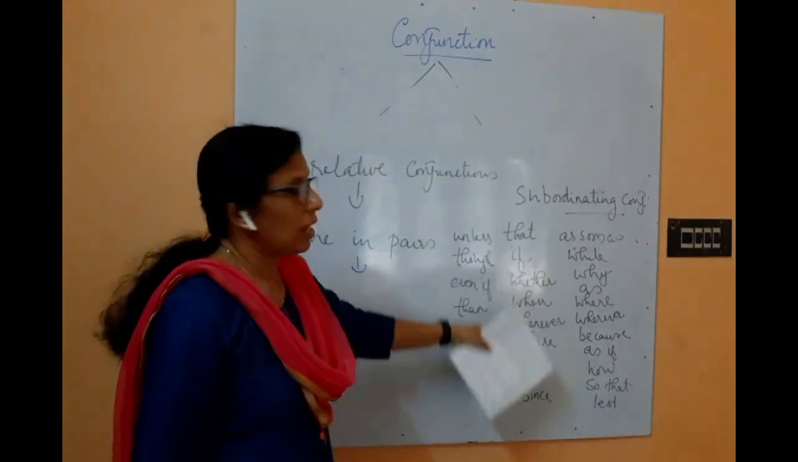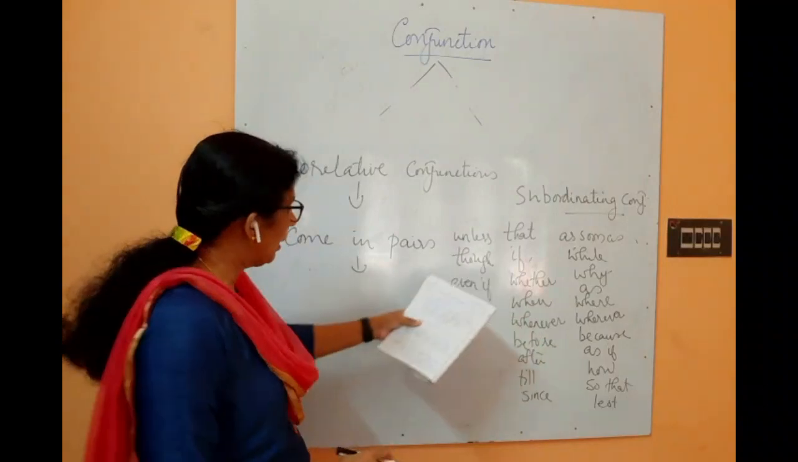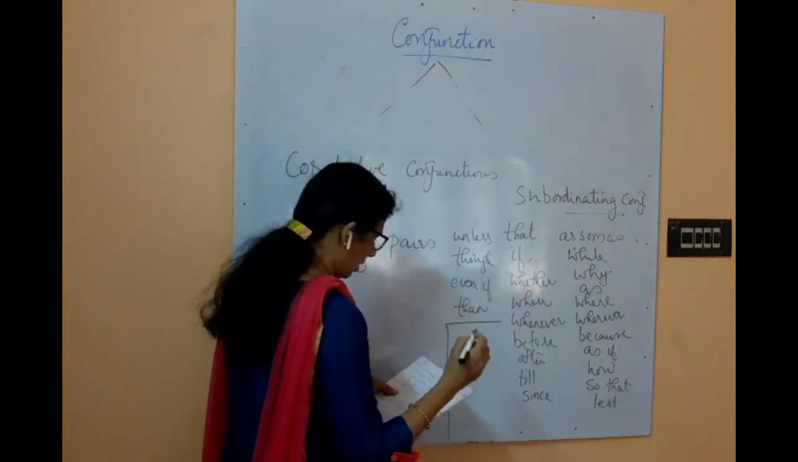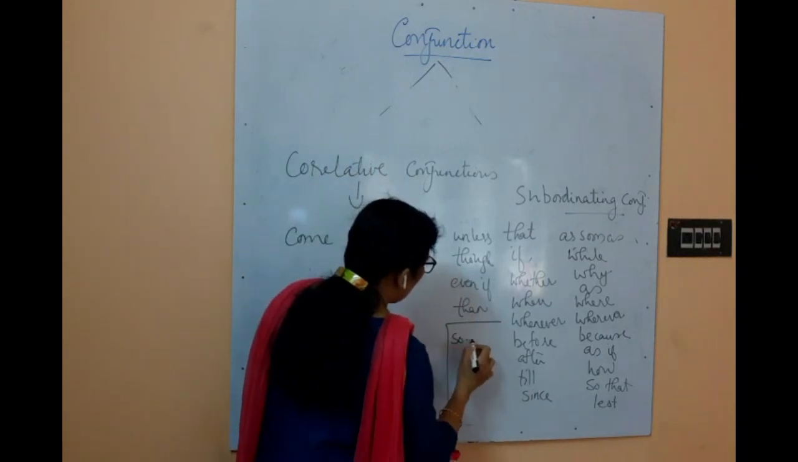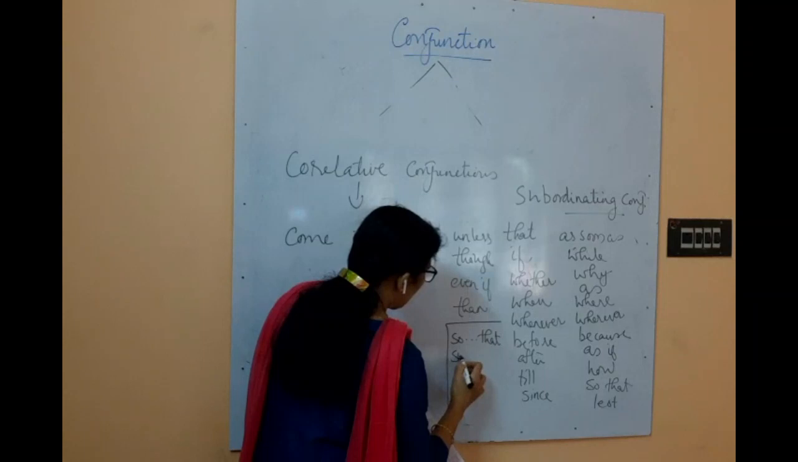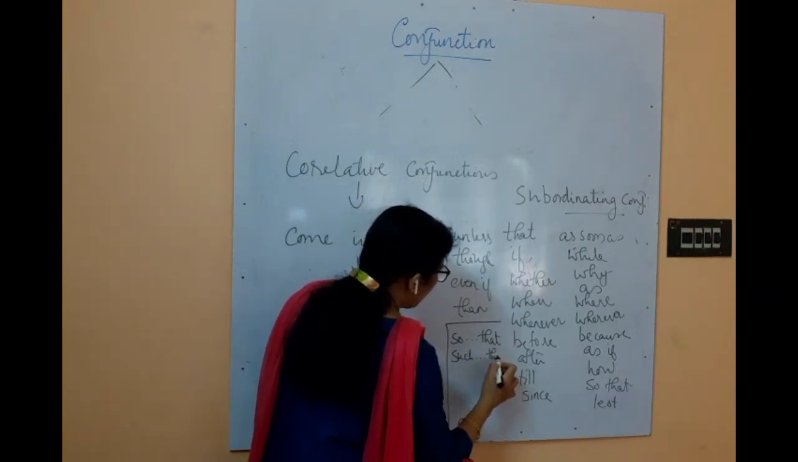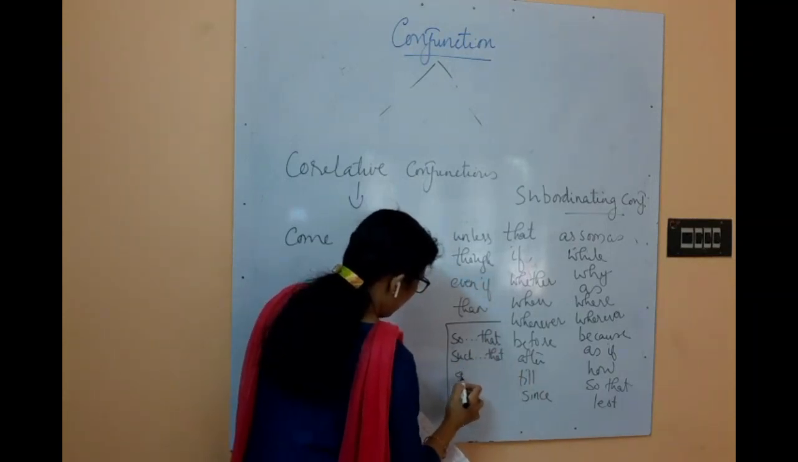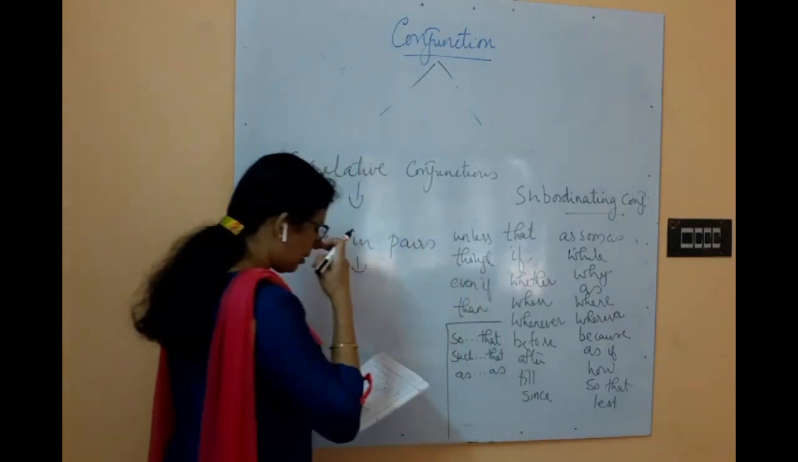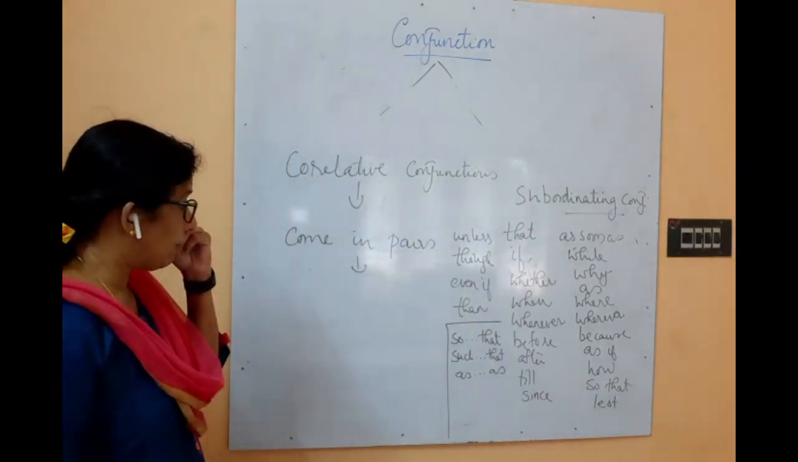Okay, so these are the set of subordinating conjunctions. Big list is there. Other than that, some correlative conjunctions also come under this. Okay, so they are so that, then such that, then as. Okay, so these are the correlative conjunctions.